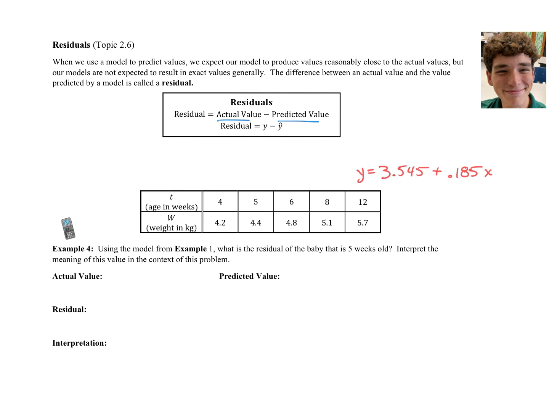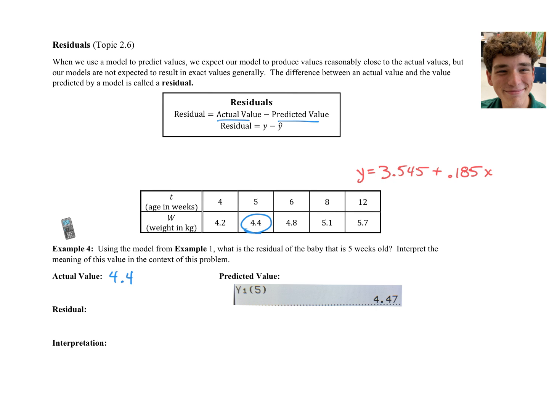What is our actual value for the baby that's 5 weeks old? How heavy is this baby? 4.4. So our actual value at 5 weeks old is 4.4 kilograms. Now for our predicted value, we use our regression model. All we're going to do is substitute in 5 right here. We can quickly do that with this linear model, or we can go back to our Y1. So we're going to do Y1 of 5. Our predicted value was 4.47.